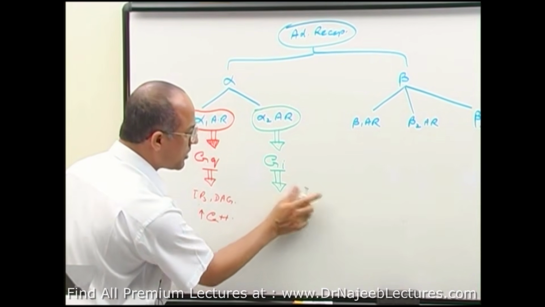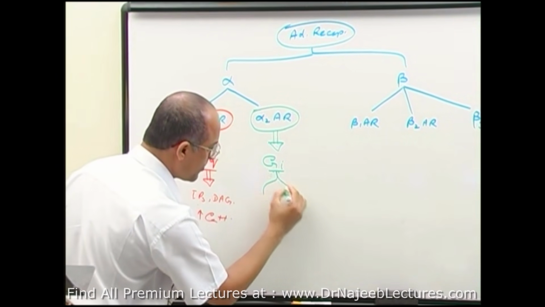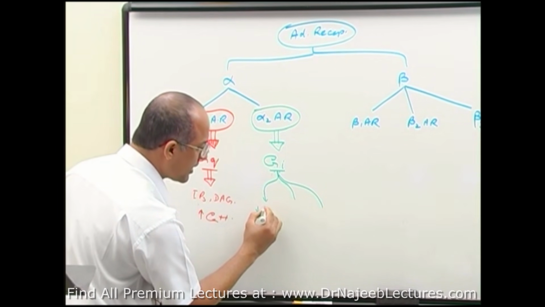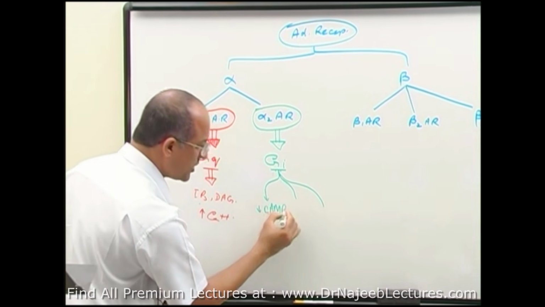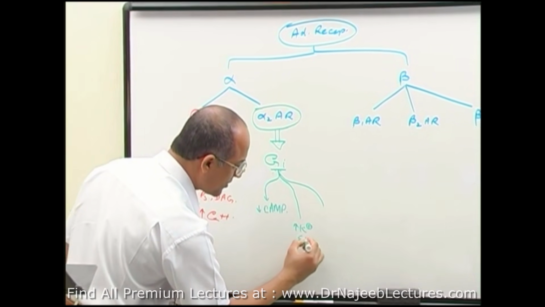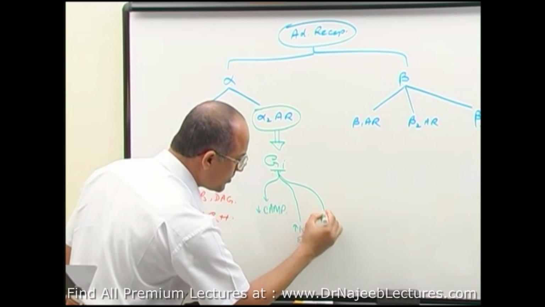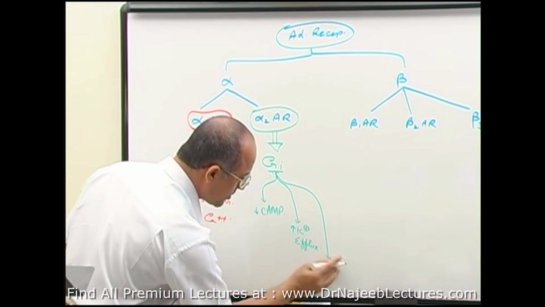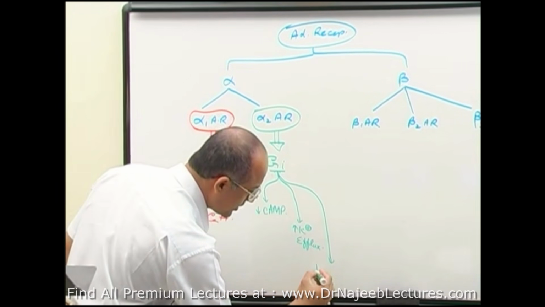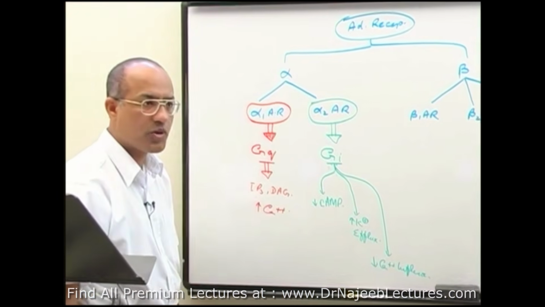That will lead to three types of activity when G inhibitory is stimulated. Number 1, decreased intracellular cyclic AMP. Number 2, there is increased potassium efflux, and number 3, there is decreased calcium influx. Am I clear? No problem.